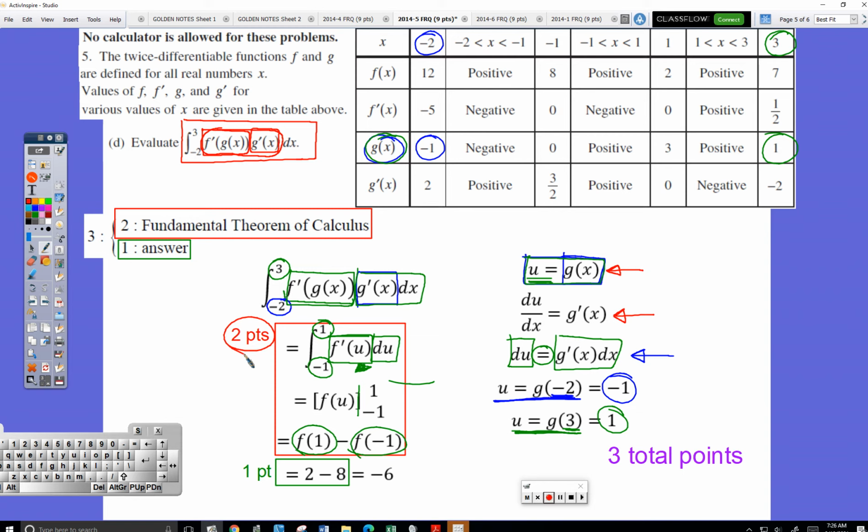The final point is for just looking up f of 1. F when x is 1 is 2, right there. And f of -1 is 8. If you write down -6, that's fine, but you don't have to. That's the third point, so 3 total points.